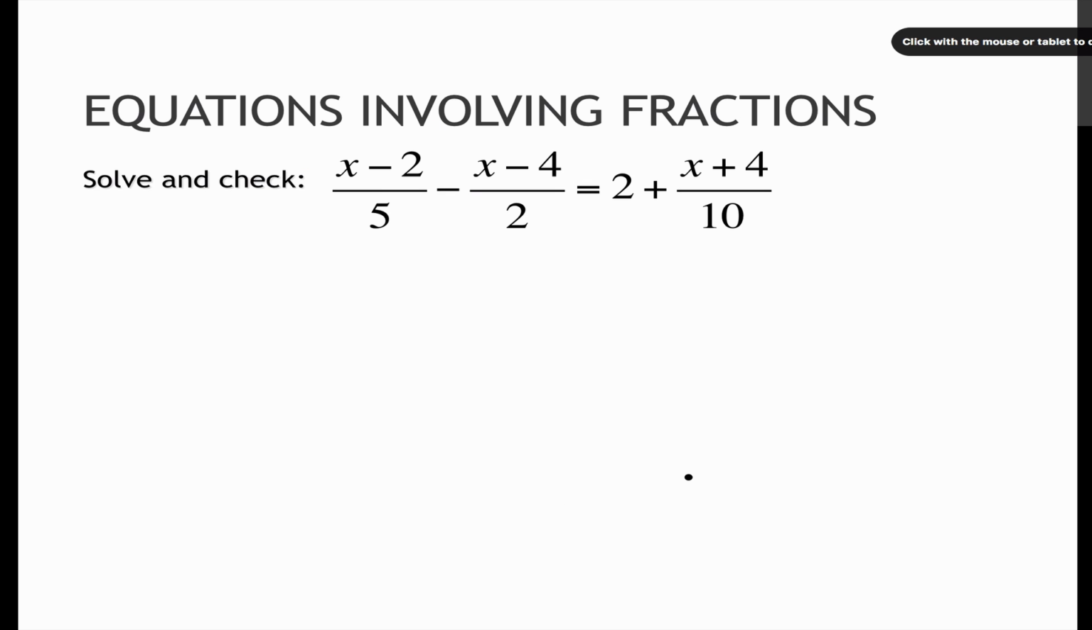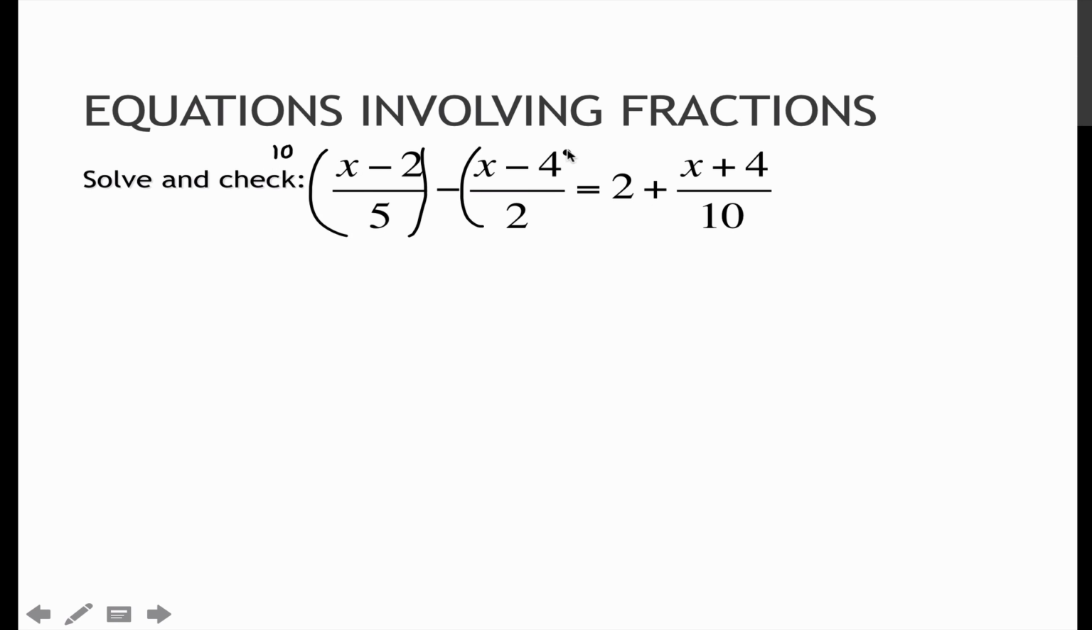For this question, again, I'm looking at the 5, the 2, and the 10, so I'm going to multiply everything by 10. Again, don't forget to take that 2 times 10. That's the most common mistake. Then I'm going to reduce. 10 and 5 is 1 and 2. 10 and 2 is 1 and 5. This one does not reduce because it's not a fraction, and this one, the 10s reduce all of the way.